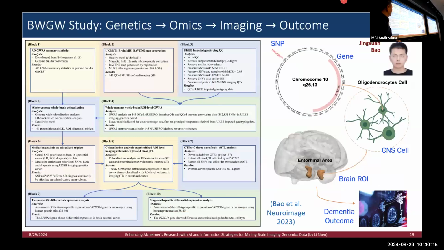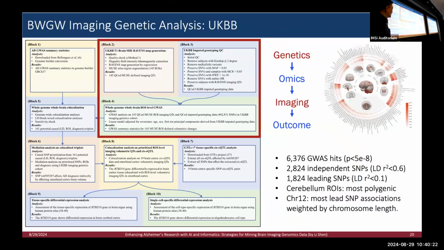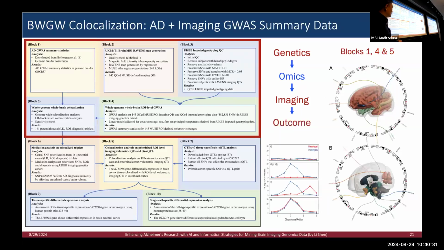So what we did is the part we try to figure out. This is more like multi-scale analysis. The first thing we did is just use UK Biobank. We did an imaging genetics study. We have a lot of imaging genetic findings, and then we want to prioritize those, because we're interested in AD-related outcomes.